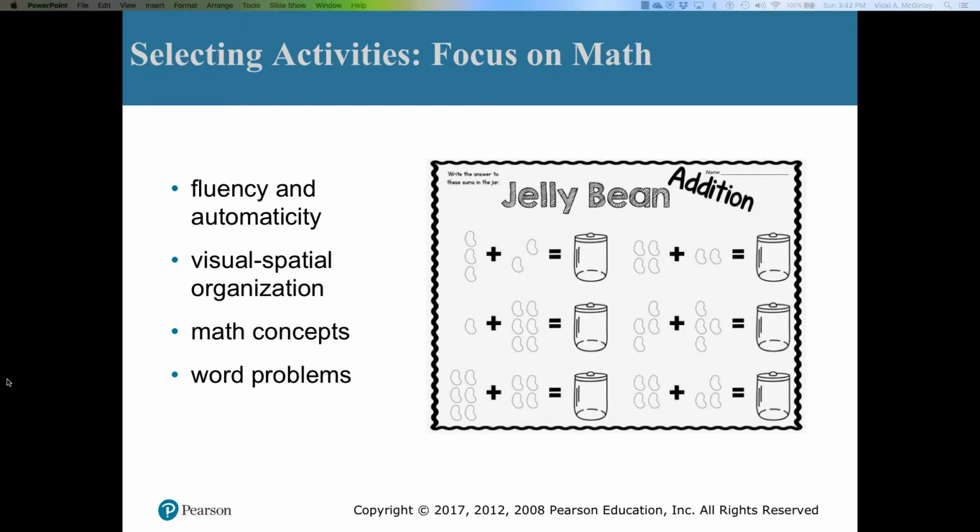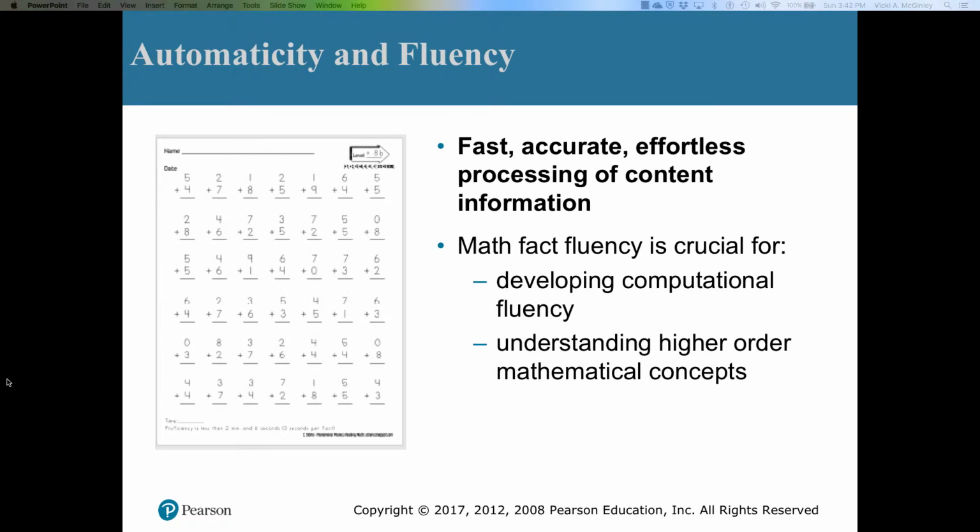You want to obviously focus on fluency and automaticity. Obviously, if a child is struggling, they're not fluent, so you want to select software that aids in fluency. Visual-spatial organization is an area in math, certainly math concepts and word problems. So in the area of automaticity and fluency, you want to make sure that there's a lot of repetition so that the child can show that they can do these problems fast, quickly, accurately, effortlessly.